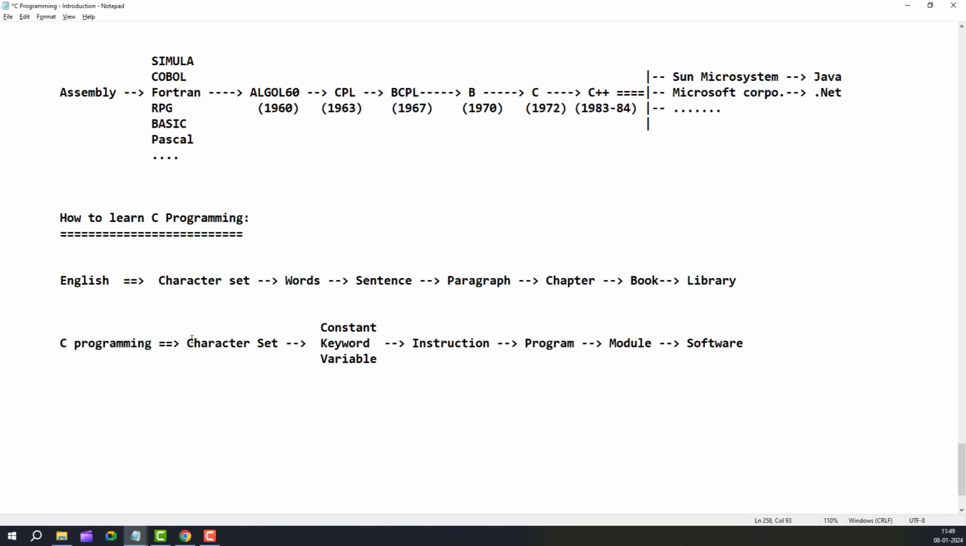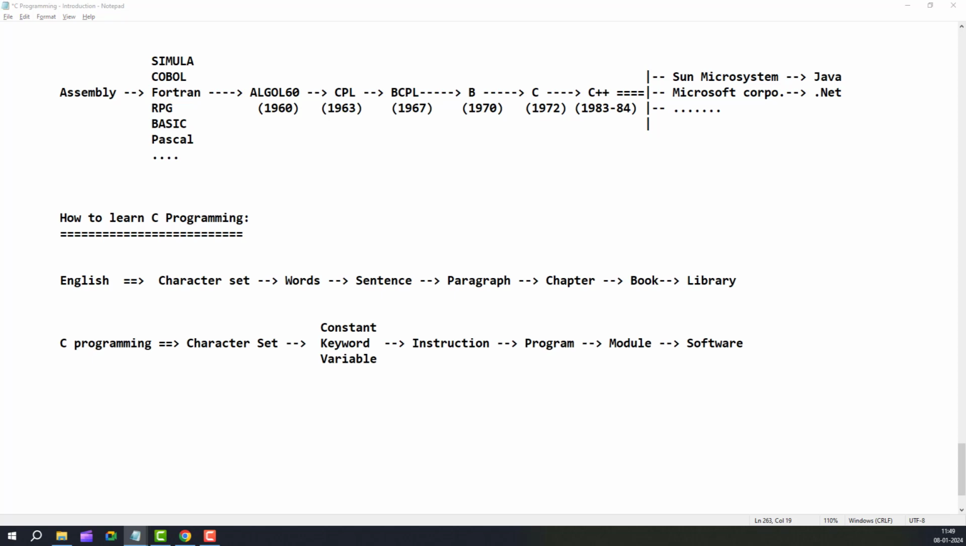In a similar way, we need to proceed with C programming. First of all, we have to see the character set of C programming. As we are using English, typically US English, for coding, the character set of C is the same as that of English. After that, we go for constants, keywords and variables, which are equivalent to words in English. Constants, keywords and variables form the building blocks for instructions. A bunch of instructions forms a program, a bunch of programs forms a module, and a bunch of modules forms the software.